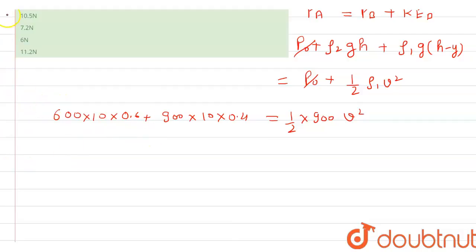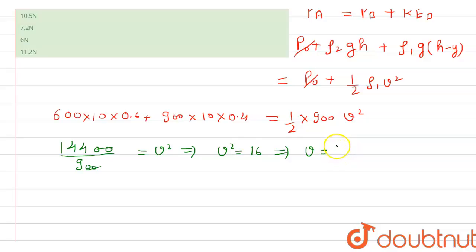So when we calculate this, and multiply by 2 which is in the denominator on the right hand side, this will be 14400, divided by 900, equal to v². So v² will come out to be 16. That means the velocity of efflux comes out to be 4 meter per second. So this is what we have calculated so far, the velocity of efflux.